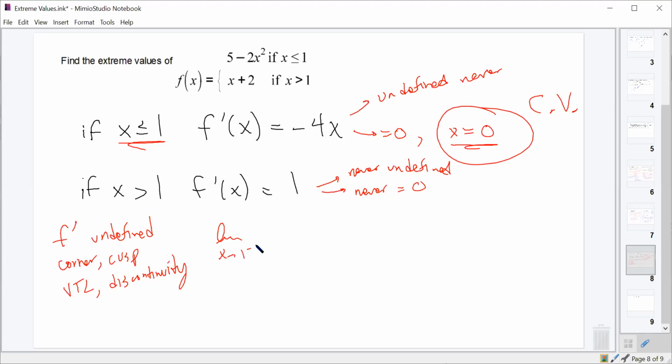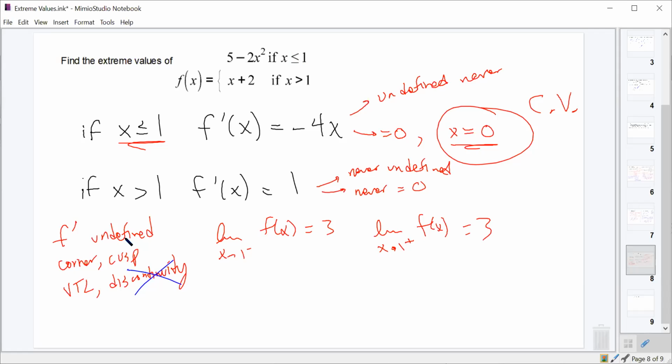So the limit as x approaches 1 from the left of f of x is what? 3. And what about the limit as x approaches 1 from the right of f of x? That'd be from the x plus 2 part. Also 3. So we've eliminated discontinuity. If the limit from the left is equal to the limit from the right, and the function is defined there, less than or equal to 1, there's no discontinuity, so we can eliminate that.